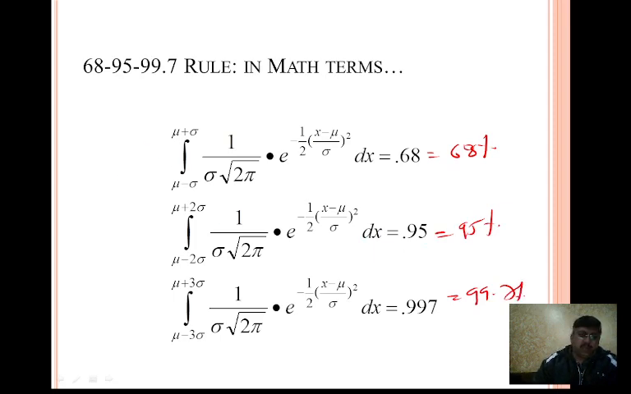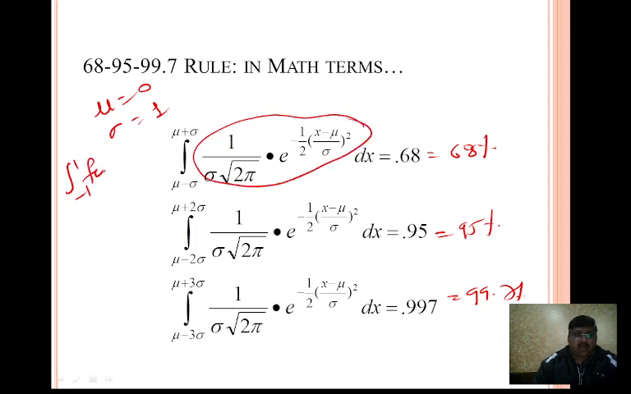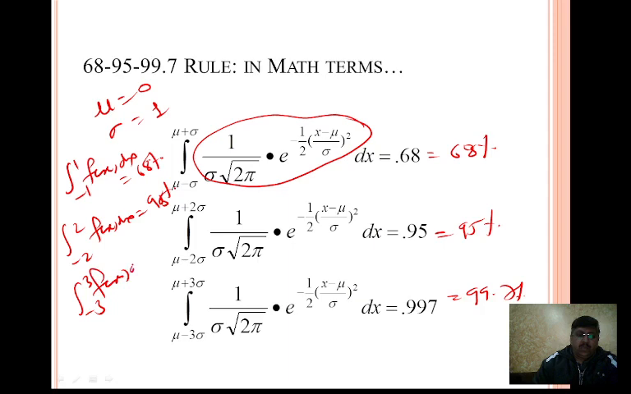Just imagine a case. Let's put mu equals 0 and sigma equals 1. What happened? This entire situation will change, like minus 1 to plus 1, right? And this whole expression is nothing but f of x. So the integral of f of x dx will equal 68%. You got my point? And similarly, minus 2 to plus 2 of f of x dx equals 95%, and minus 3 to plus 3 of f of x dx is 99.7%.